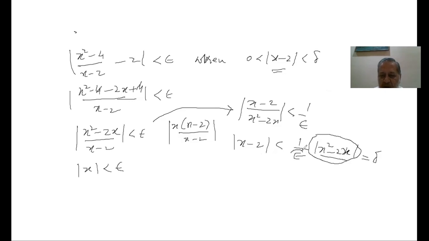Now epsilon is small, but of course this, when x is very, very close to 2, is very, very small. That doesn't seem to be very logical, but I think that is it. That should be it.